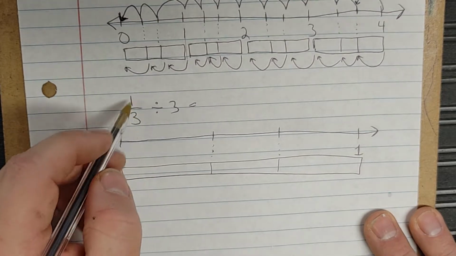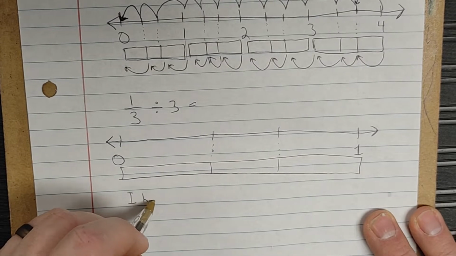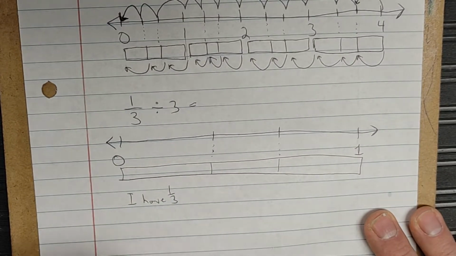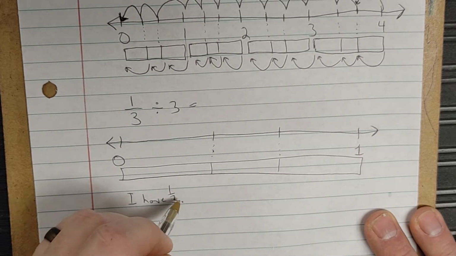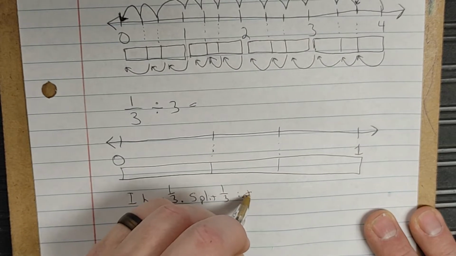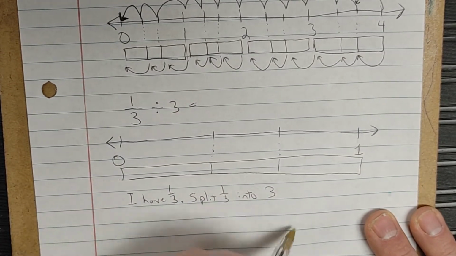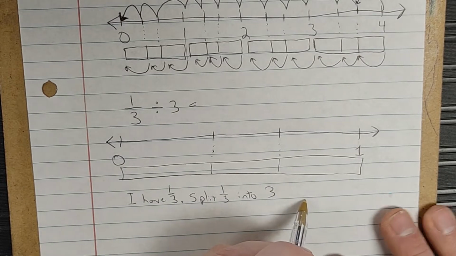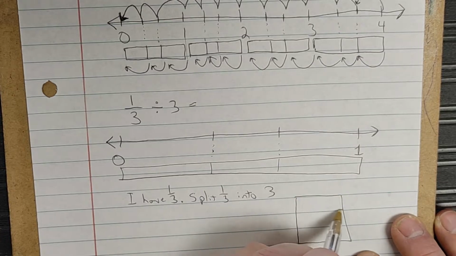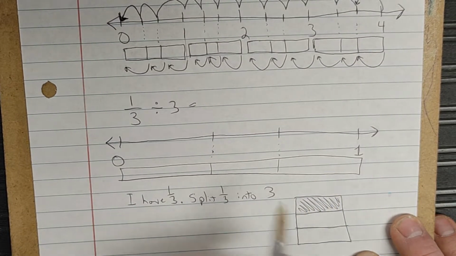So what does this mean? It means that I have 1/3, and I'm going to split that 1/3 into, well, how many different groups? 3 groups. So I have 1/3 split into 3 different groups. I've done this in other videos, where I show that you can visualize it like this.